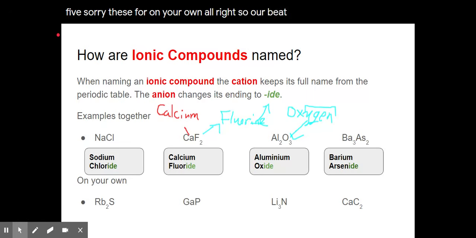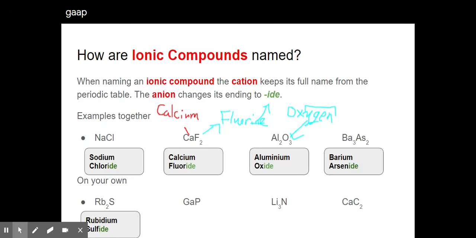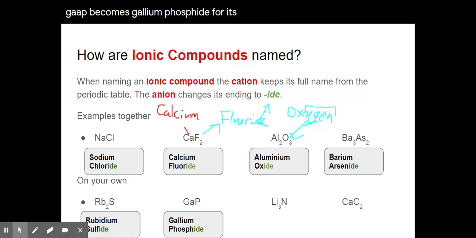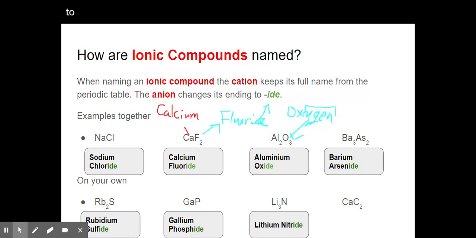So Rb2S should be rubidium sulfide. GaP becomes gallium phosphide for its name. Li3N is lithium nitride. And CaC2 is calcium carbide.